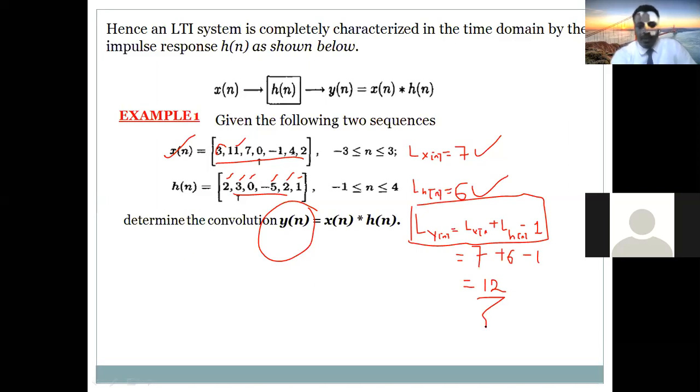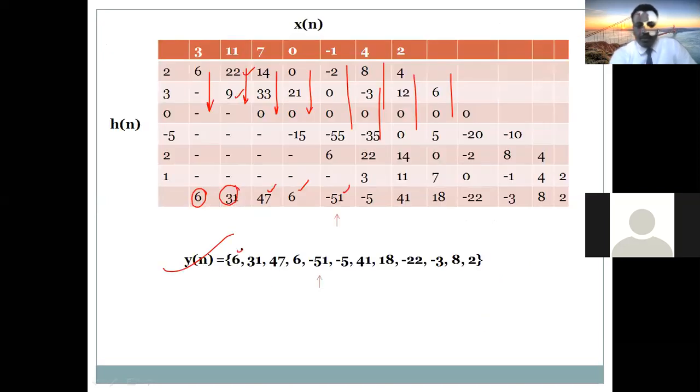Let's check. How many? 1, 2, 3, 4, 5, 6, 7, 8, 9, 10, 11, 12 samples. Always the length of the output is the summation of the length of the input plus the length of impulse response minus 1. So our output has 12 samples. Okay.